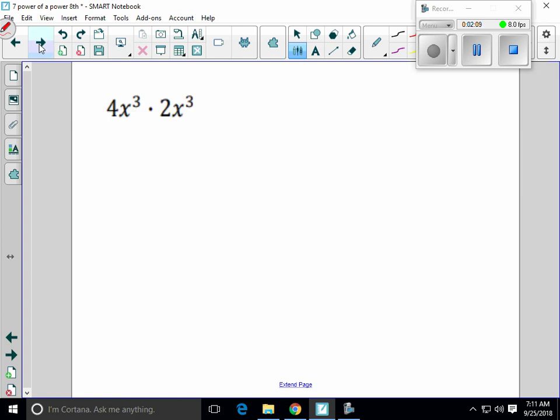So 4x to the third times 2x to the third. I multiply the numbers, the coefficients. 4 times 2 is 8. And for my like bases, I add the exponents. 3 plus 3 is 6. X to the fifth times x to the third. They have like bases, so I can add those exponents.